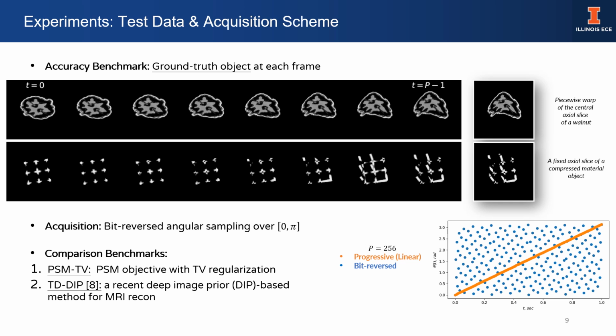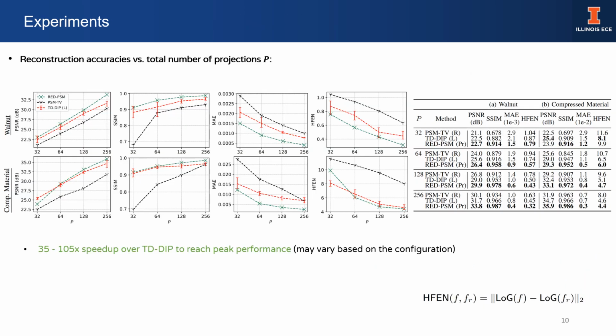RED-PSM is compared with the full PSM objective with total variation penalty and TDDIP, which is a recent deep image prior based method. RED-PSM mostly outperforms the best case TDDIP performance for all metrics for different numbers of projections P. The PSNR improvement over TDDIP increases with P, and the improvement is more significant for other metrics.